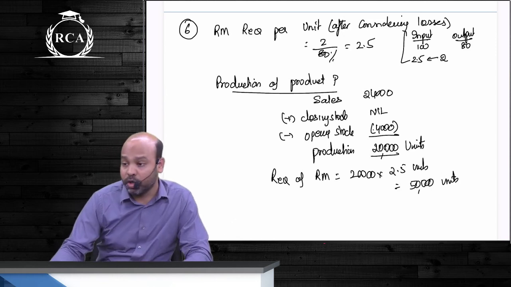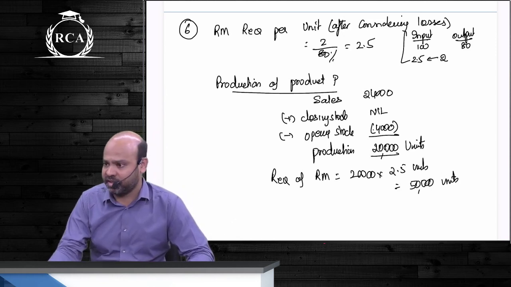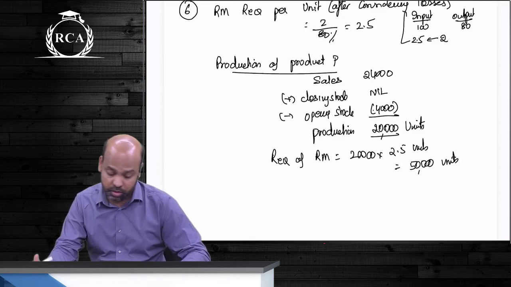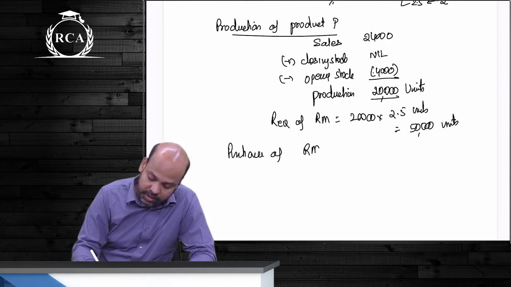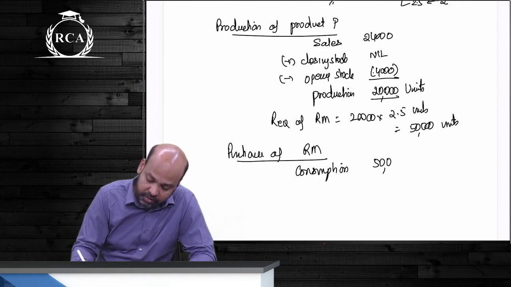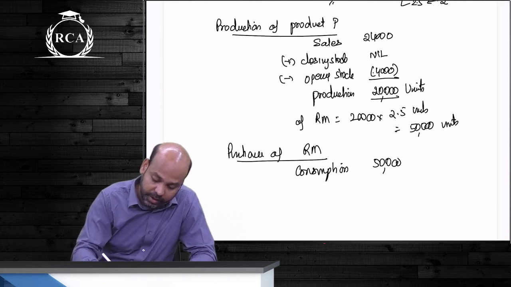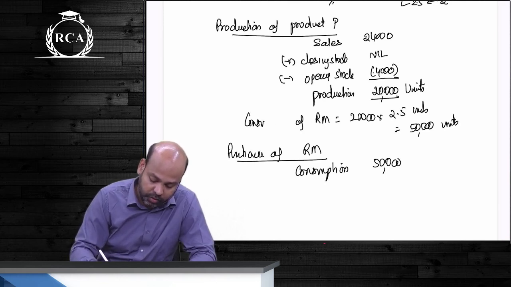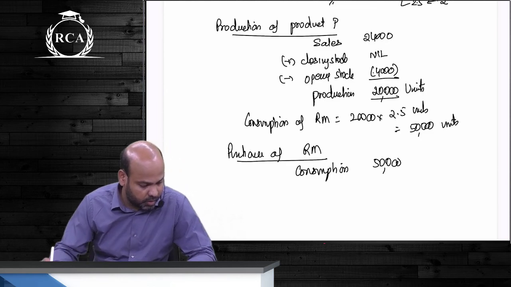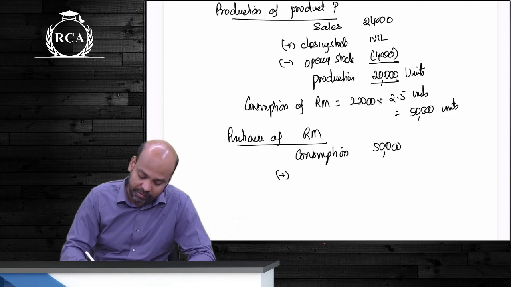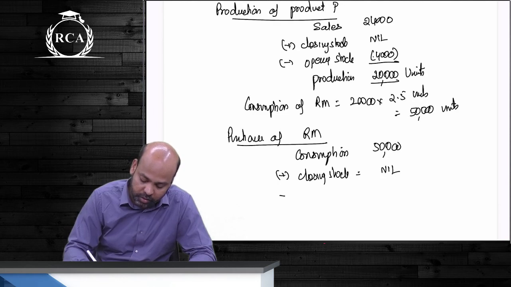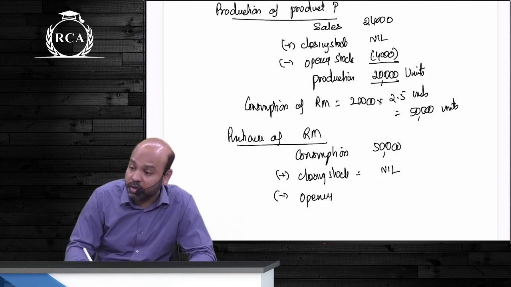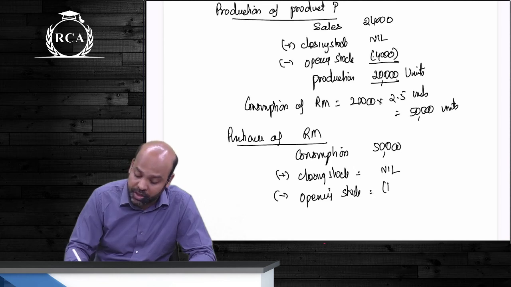But guys, EOQ computation relates to purchases. It does not lead to consumption. So how will I get purchases of raw material? Consumption is 50,000. Instead of the word requirement, write consumption here, so that there is no confusion. To this I will add closing stock. Is closing stock given? No. What is your opening stock? 10,000.